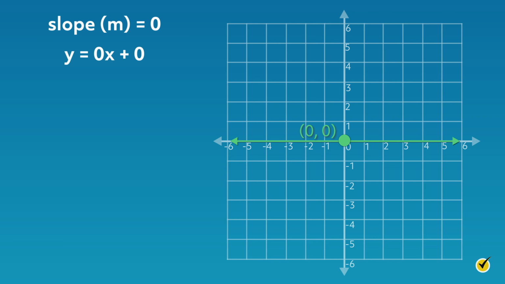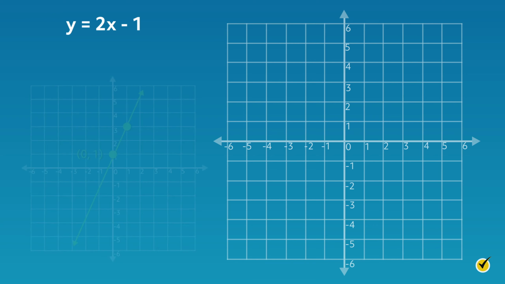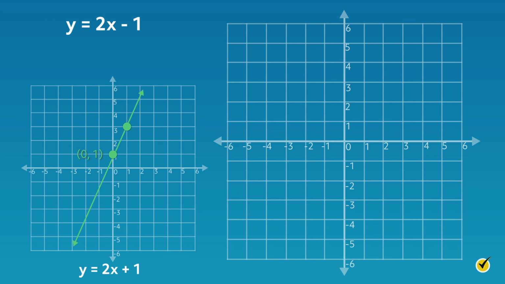Now that we know what happens to the graph of a linear function when we change slope, let's examine what happens when we change the y-intercept. Consider the graph for the equation y equals 2x minus 1. Recall the first equation and graph we looked at, y equals 2x plus 1. The only difference in this equation is that the y-intercept, b, is a negative value, negative 1.